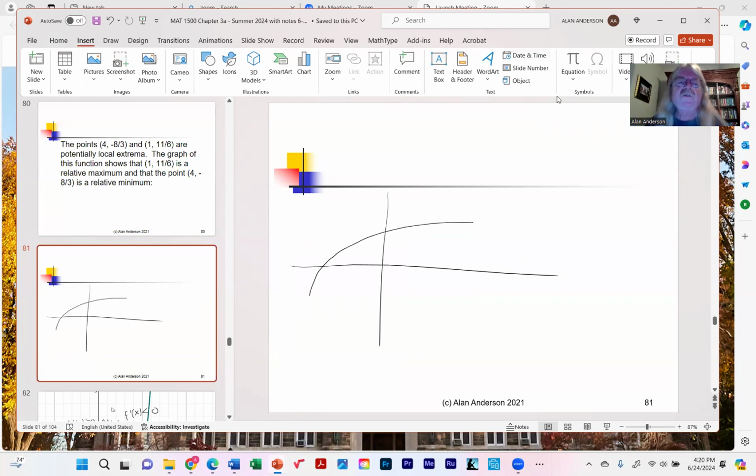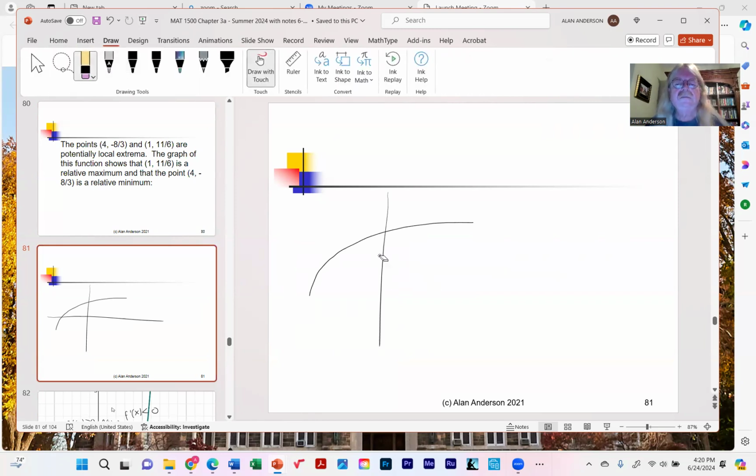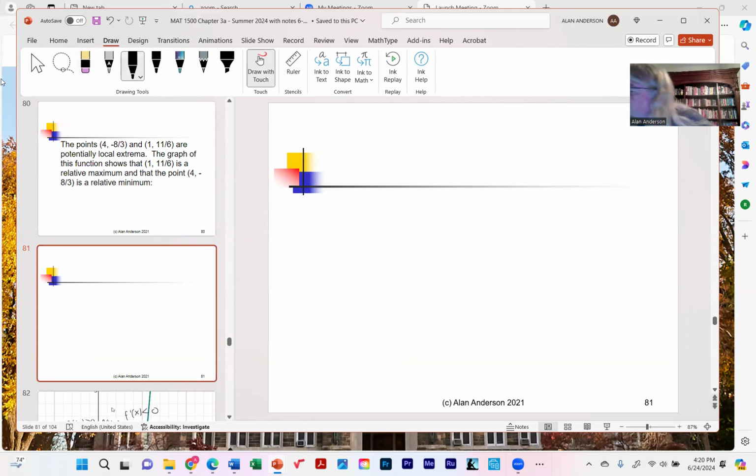actually, I'll tell you what, I'm going to draw 4 different graphs here, just so we can see them all together in one place. All right, let's just say this is our function. Well, you can see the first derivative is clearly negative. What about the second derivative?